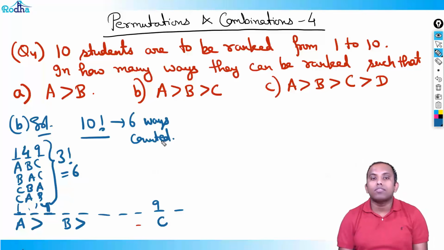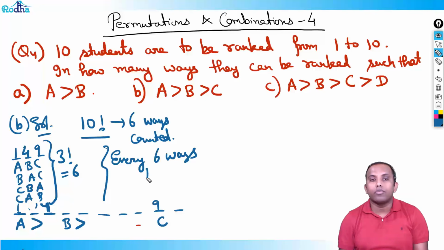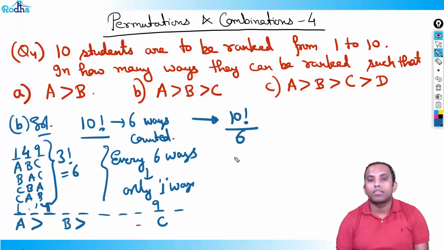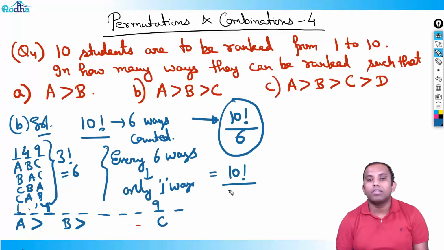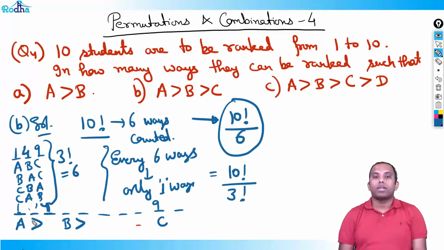So out of every 6 ways, I want only one way. So what is the answer? Answer will be how much? 10 factorial divided by 6. Why this 6? Because 10 factorial divided by 3 factorial. Okay, right. I hope it is clear, right?